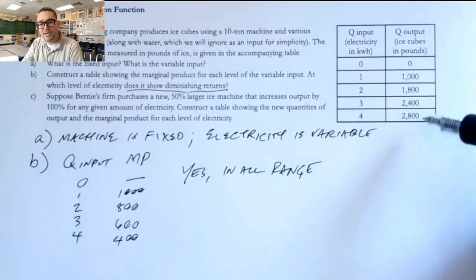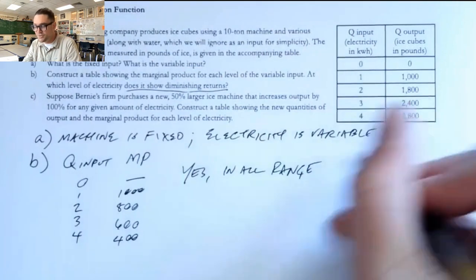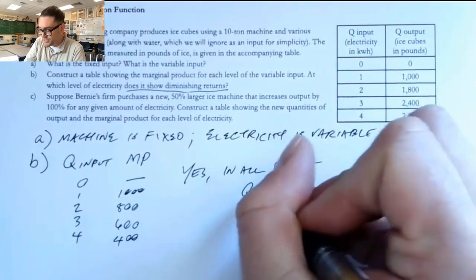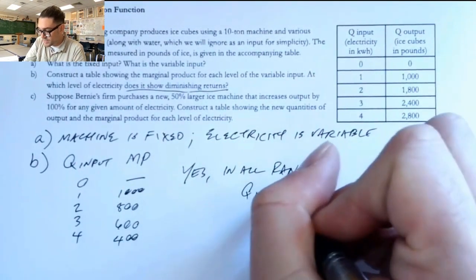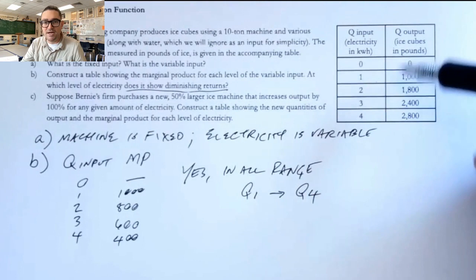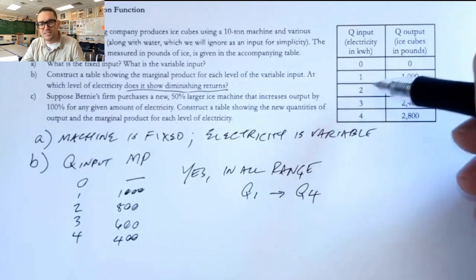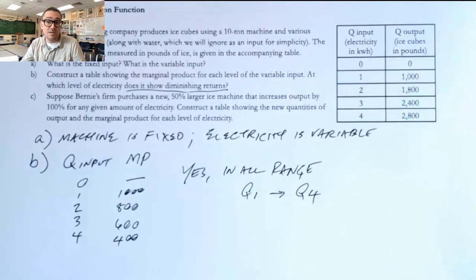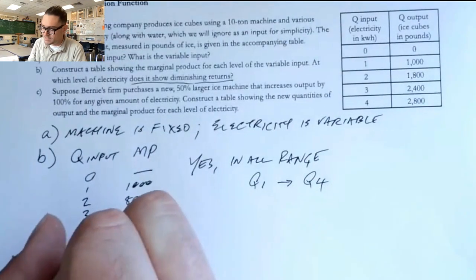If we had gotten maybe an increase and then it starts decreasing, you could say maybe from the range from Q1 through Q4. I suppose from Q0 to Q1, they have an increasing amount of that input. So it really doesn't demonstrate it when we go from 0 to 1. But everything subsequent to 1 is a decreasing amount of marginal product. So we would say that yes, it does.